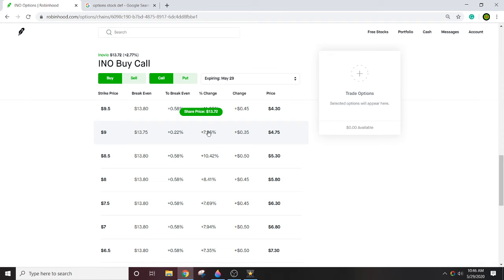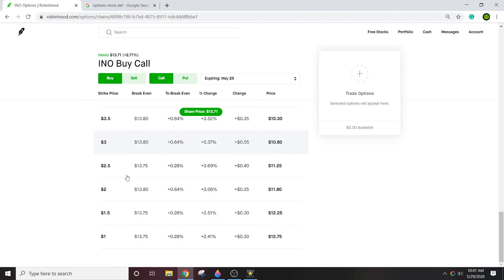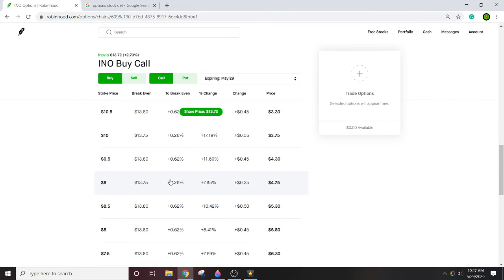And the percentage it needs to stand is 7.95%. And the change is roughly around 1370. I lost it. Yeah, 1335%, 0.35 cents, whatever. And you see here the price is $4.75. So you're paying $4.75 for each share, right?